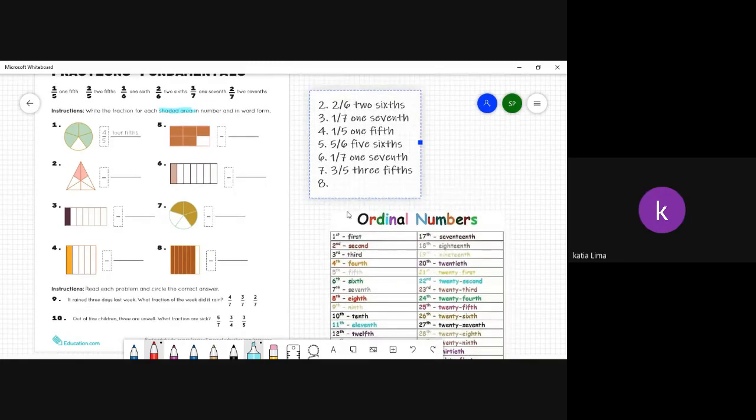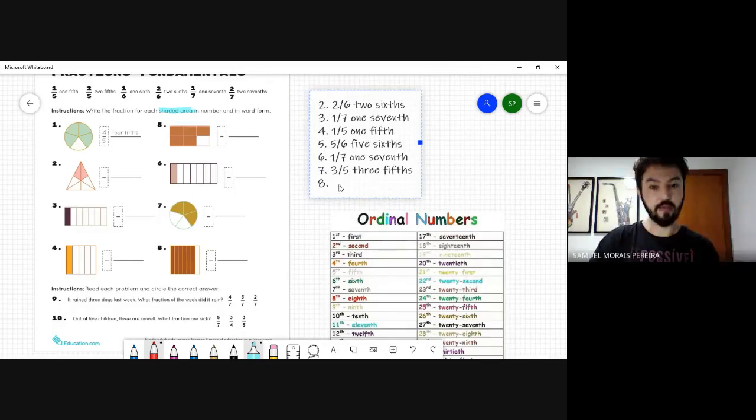6/7 com S. Yes. Com S. So perfect, Katia. Thank you very much. 6/7, né? 6/7. So in English we say 6/7. Aí põe o S, just like Katia said, okay?